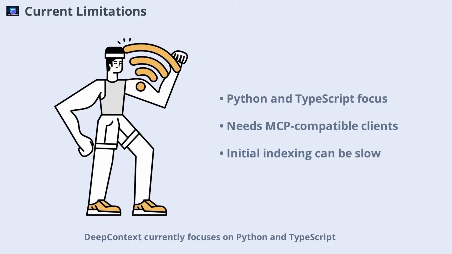DeepContext currently focuses on Python and TypeScript. If your stack includes Java, Go, Rust, or Ruby, you'll need to wait for expanded language support or contribute your own parsers. The tool also requires MCP-compatible AI clients, and initial indexing of very large repositories can take time. However, once set up, incremental updates are fast and efficient.